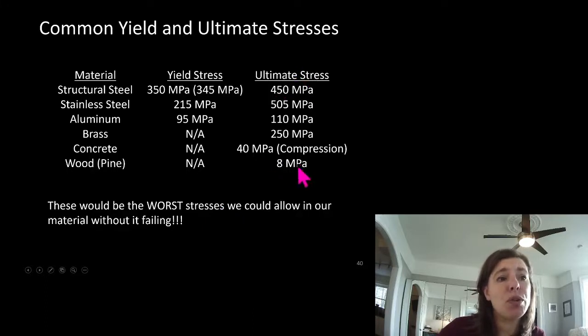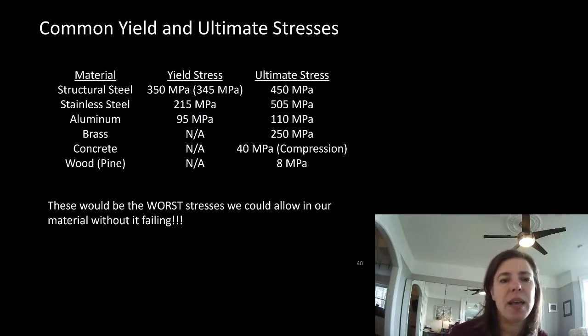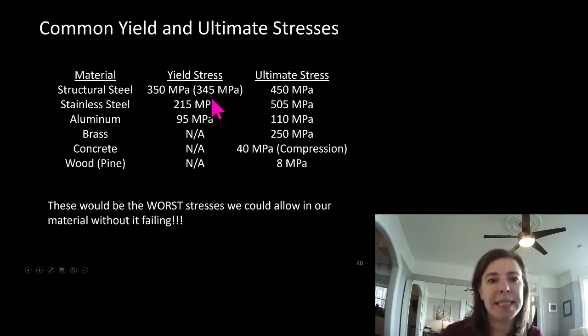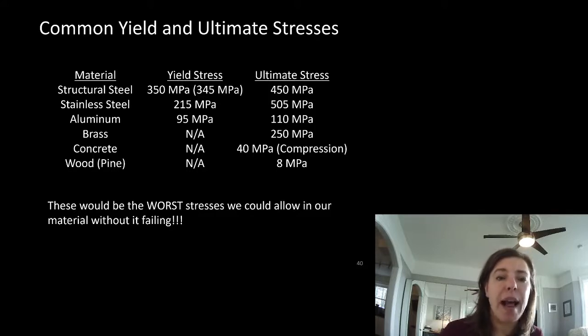So these would be the worst stresses that we could allow in our material without failing. So if we say, you know, what we want to limit to is the yield stress for yielding materials and maybe ultimate stress for some other materials. If we say that this is the worst that we ever want to see before it yields, and we'll save yielding for something else, we have a limit on what we want our material to see.